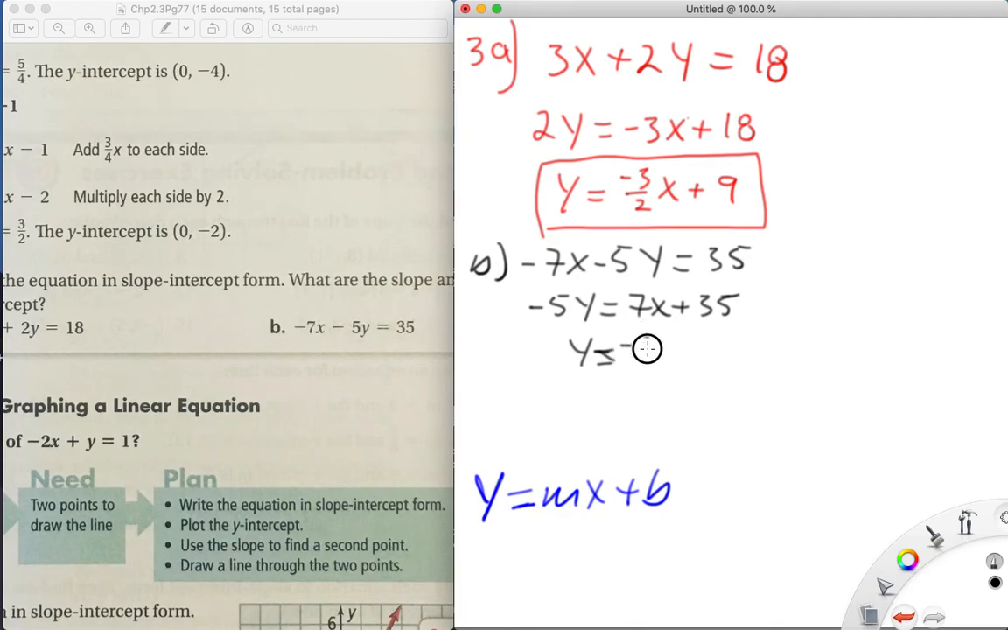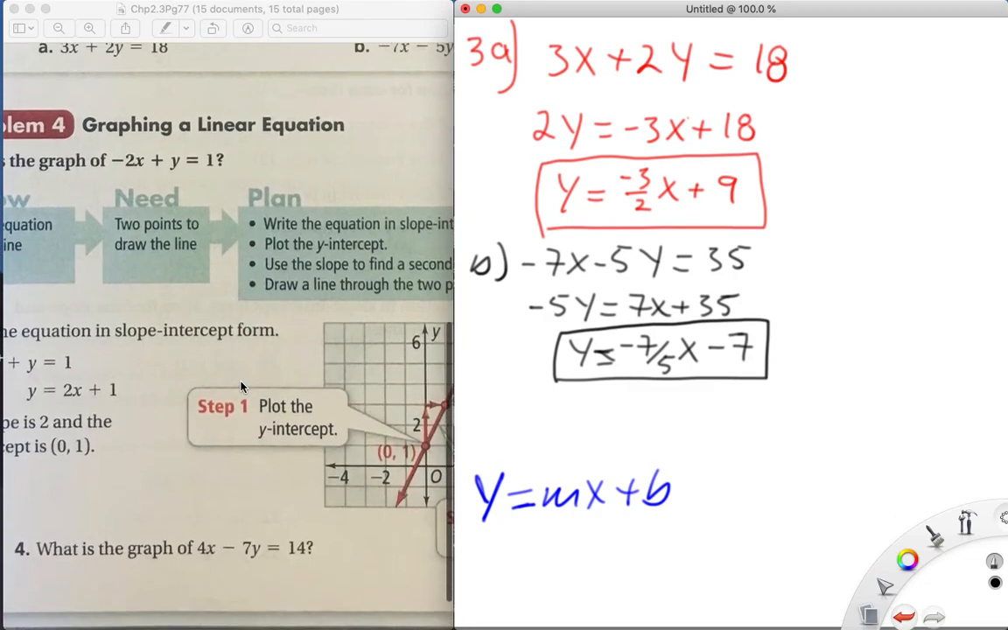I have negative 7 fifths x minus 7. And that would be my answer. I divide everything by negative 5. Okay. Pretty straightforward. You add the x term to both sides, and then you divide by whatever's multiplying the y.